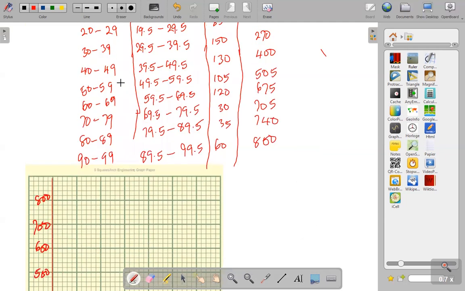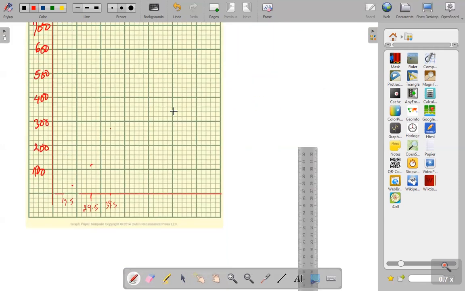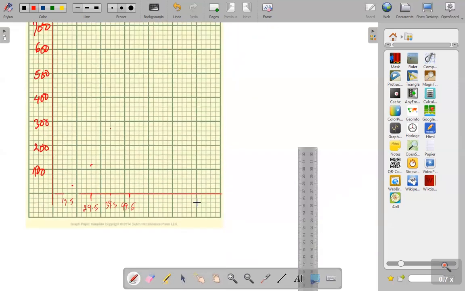Then the next one is 49.5. Again, I'll count 4 boxes: 1, 2, 3, 4. We are right here. 49.5. Then what was the cumulative frequency? I think it's 400. Yes, 400. So let's trace that line to 400. 400 is right here. Put a mark there.